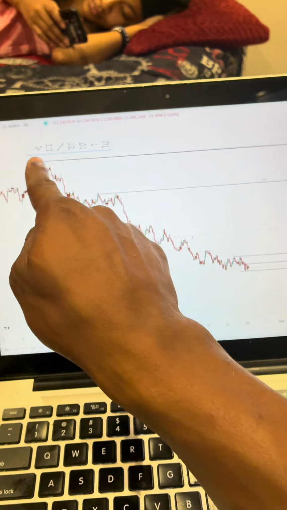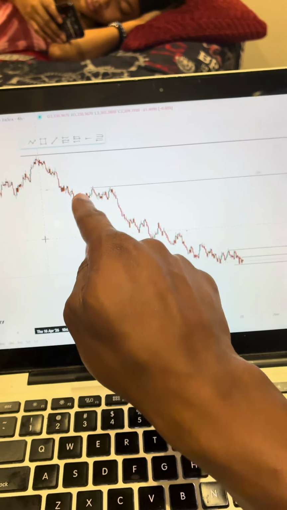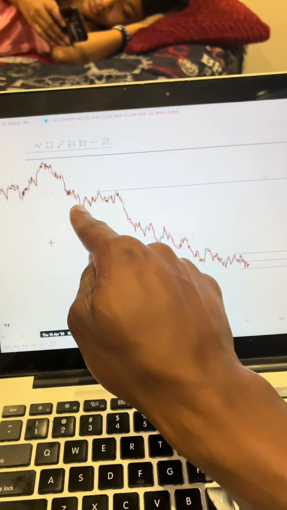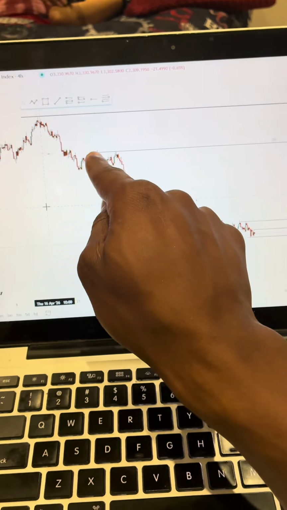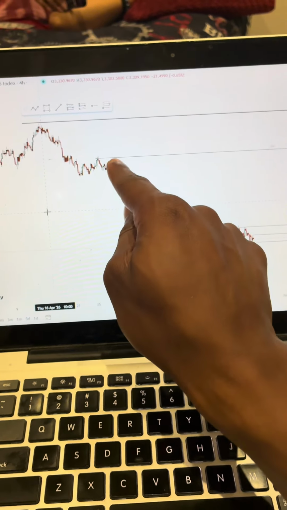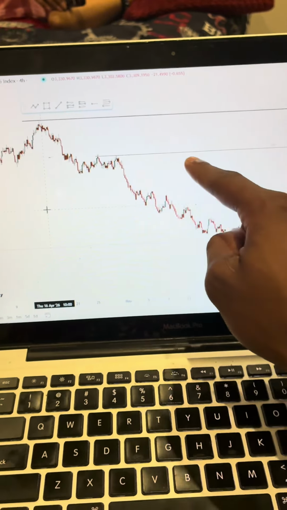So the market created a sharp move down and then it corrected. This correction made it create what? A double top. So this is one example. The first touch happened, came back again, the second touch. So this is where you plot your line.